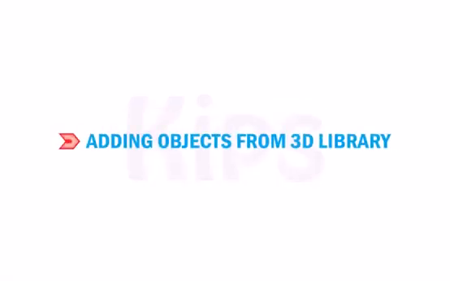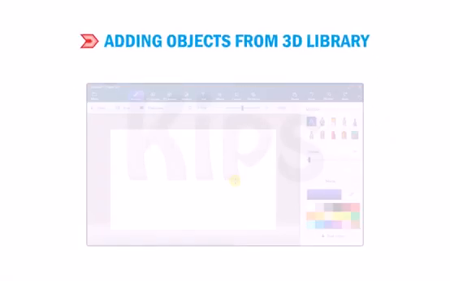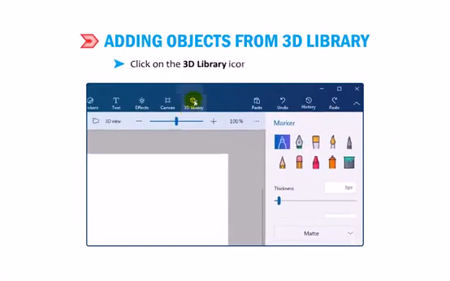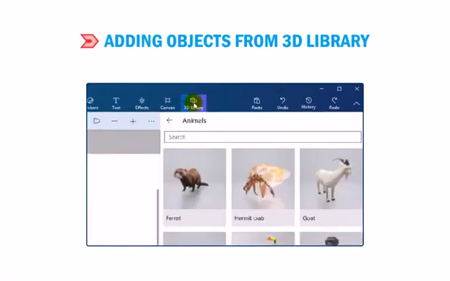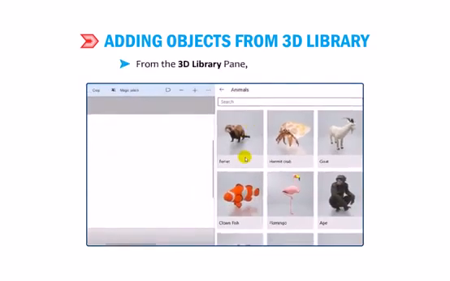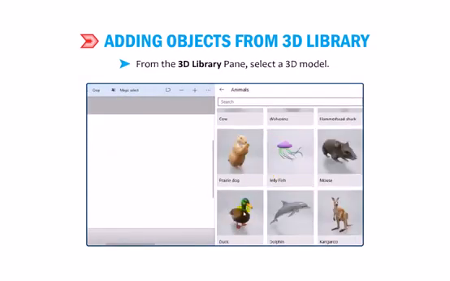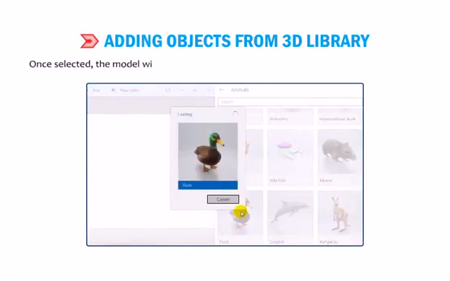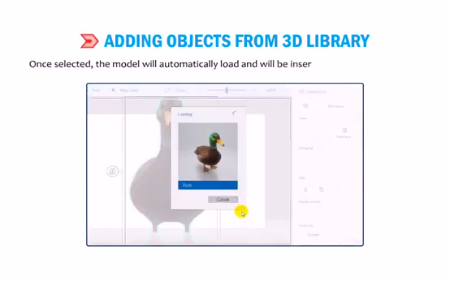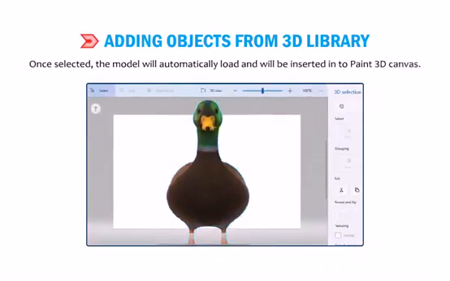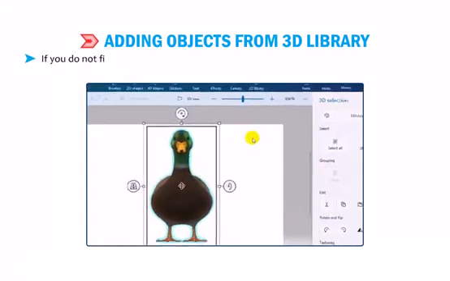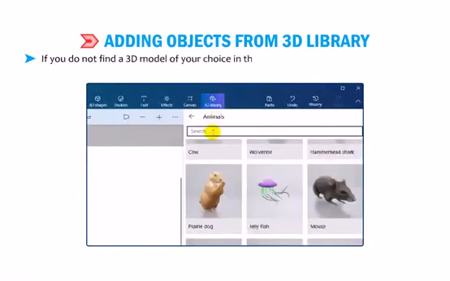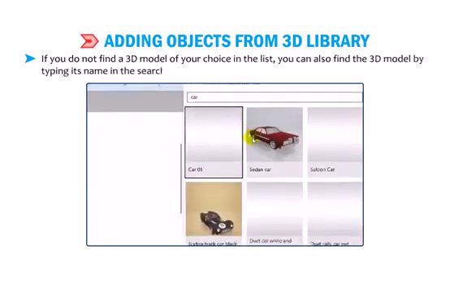Alright students, let us understand how to add objects from 3D library. Click on the 3D library icon in the top menu. From the 3D library pane, select a 3D model. Once selected, the model will automatically load and will be inserted into Paint 3D canvas. If you do not find a 3D model of your choice in the list, you can also find the 3D model by typing its name in the search box.